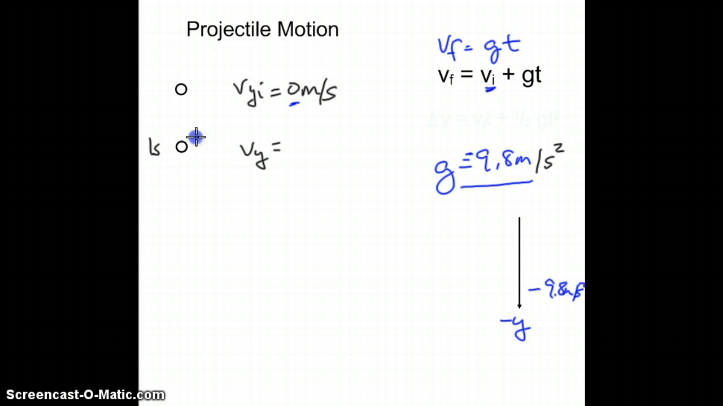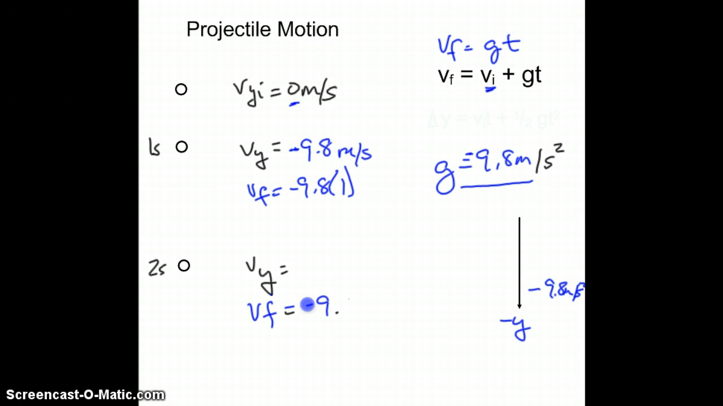So what is its velocity after 1 second? If we use this formula, my velocity is equal to negative 9.8 times 1, so my velocity after 1 second is a negative 9.8. So what is its velocity after 2 seconds? Let's bring this down here. After 2 seconds, what is the velocity of this object? Same thing. What is my y velocity after 2 seconds? So I'm going to do the formula again, negative 9.8 times 2. So that's going to be a negative 19.6 meters per second.